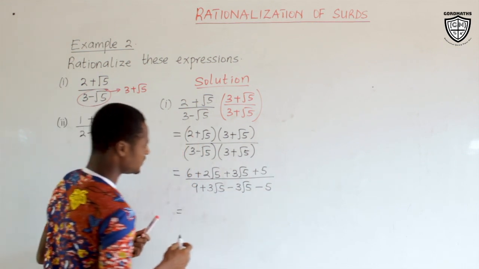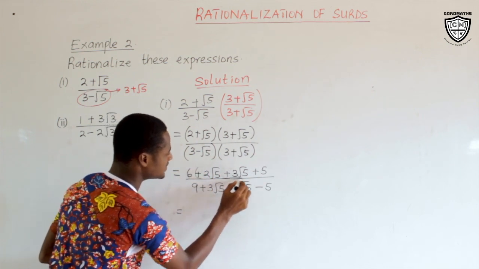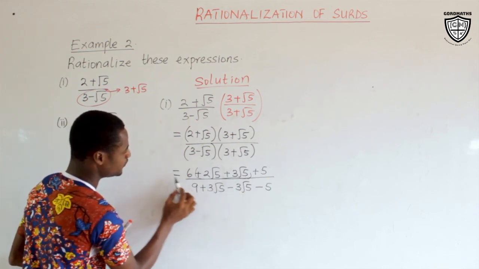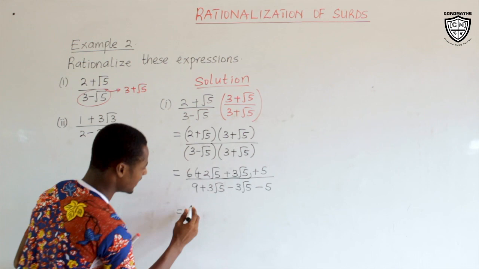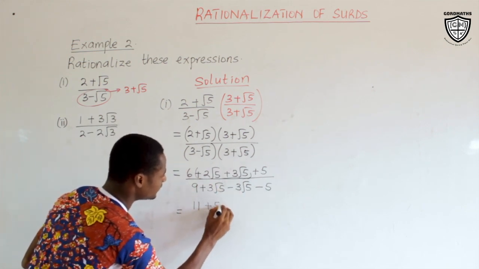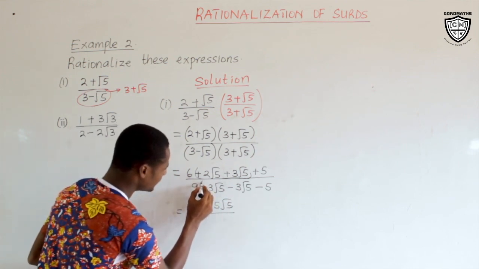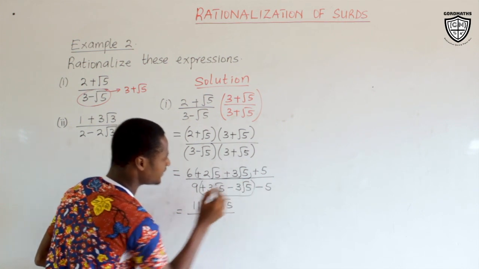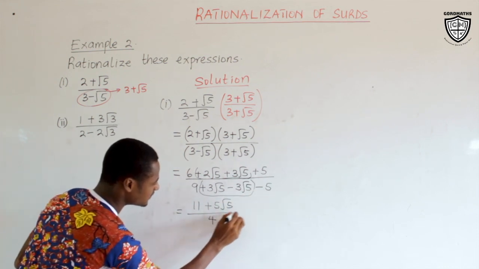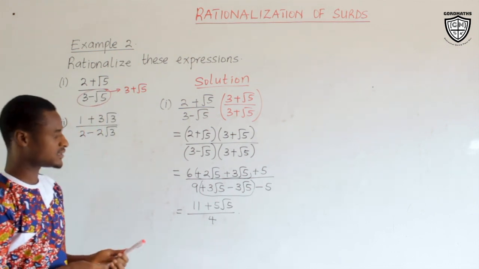And this should be equal to, here we have like surds, that is surds with the same number under the square root sign. So we put them together and then we put the whole numbers together. 6 plus 5 is 11. Then this will give us 5 root 5 divided by, here 3 root 5 minus 3 root 5 is 0. So we'll be left with 9 minus 5, and that gives us 4. Since there is no more radical at the denominator, this expression is rationalized.